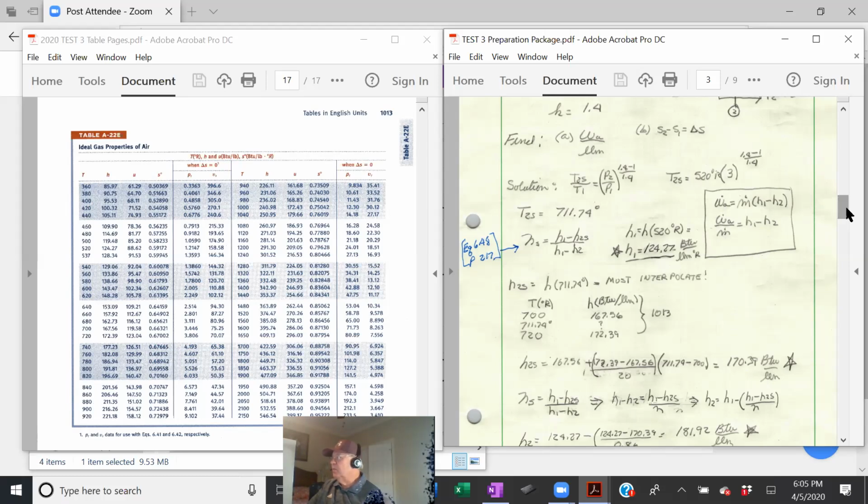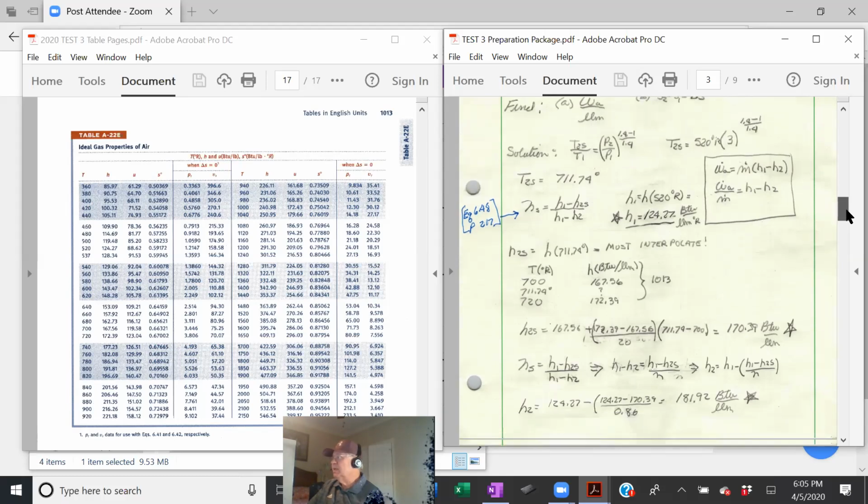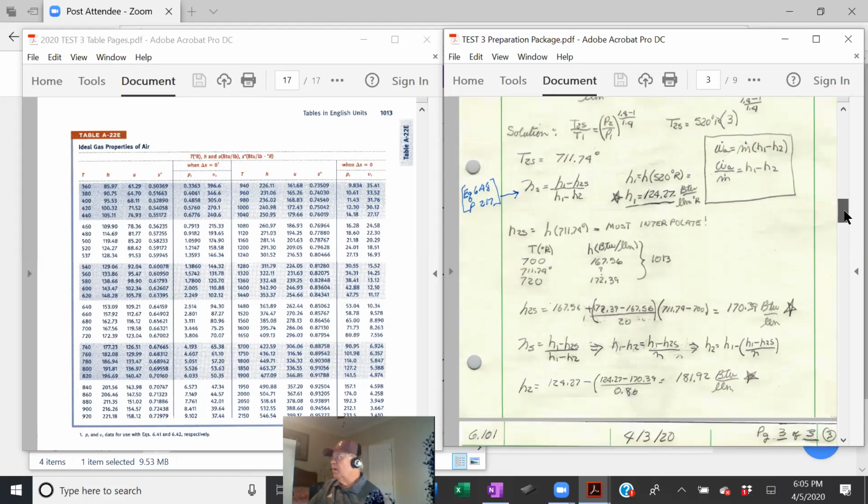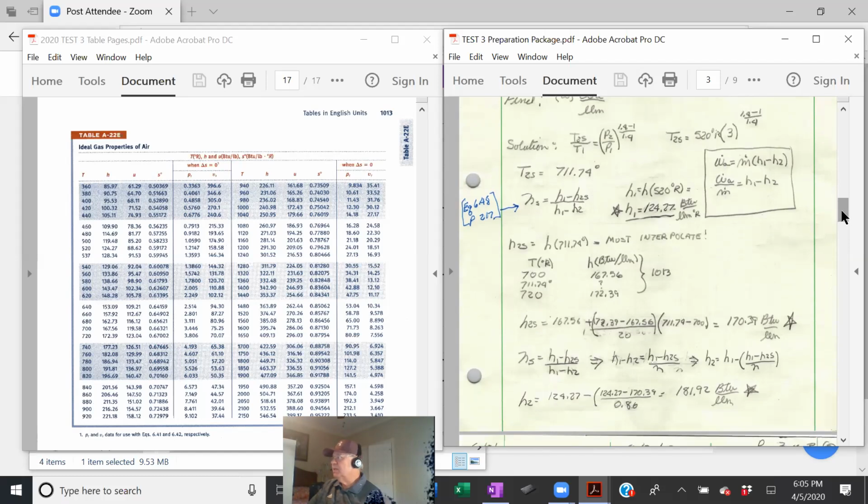We do know T2S, but we don't know H. Well, let's look. Okay, I found T2S is 711.74. Now, I went ahead and interpolated exactly to get H. This is H2S, equal to H at 711.74 degrees. I interpolated the tables. Let's look at the tables here.